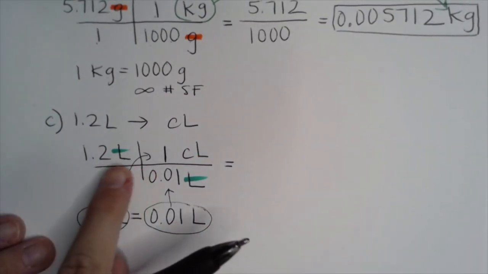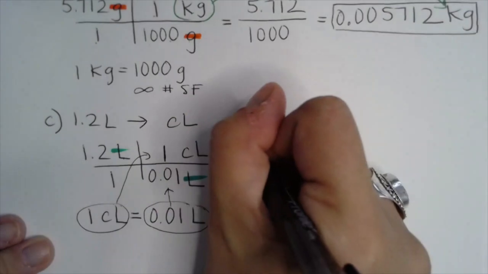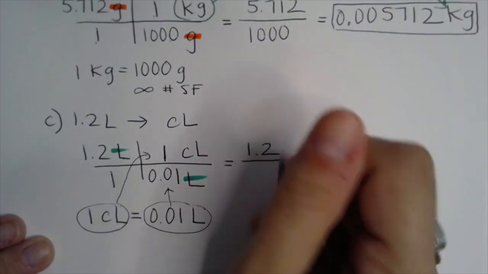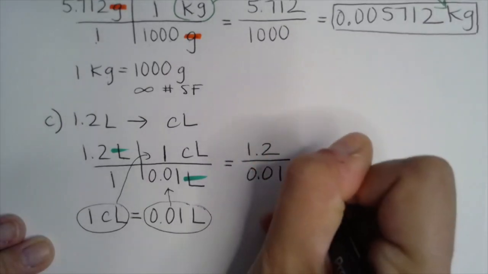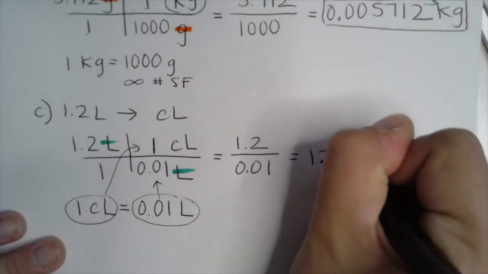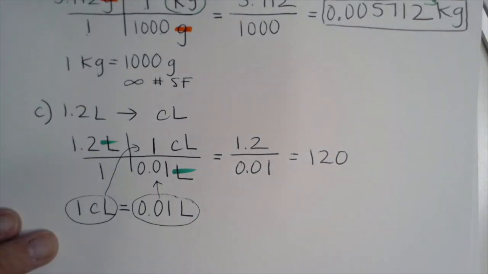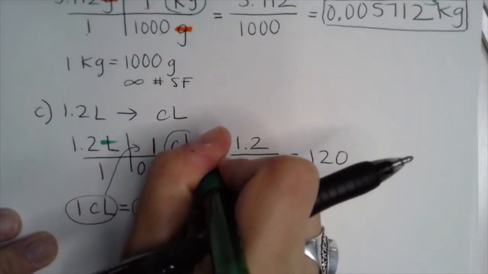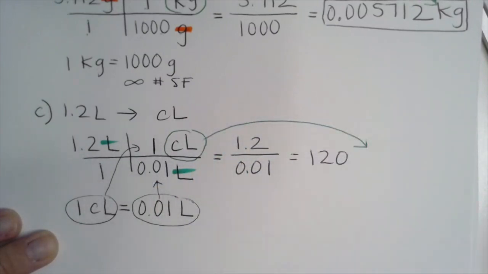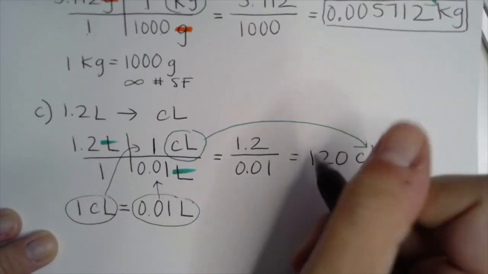Multiply straight across. 1.2 times 1, of course, is 1.2. 1 times 0.01 is 0.01. Final answer is 120. Don't forget your units. Whatever's up top becomes the unit for your answer.